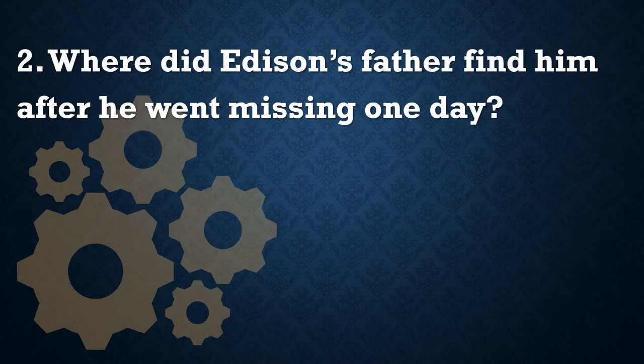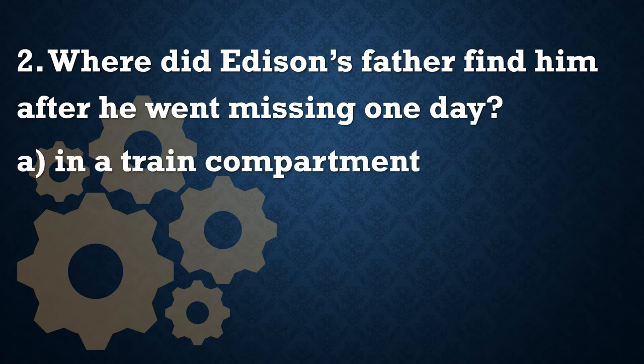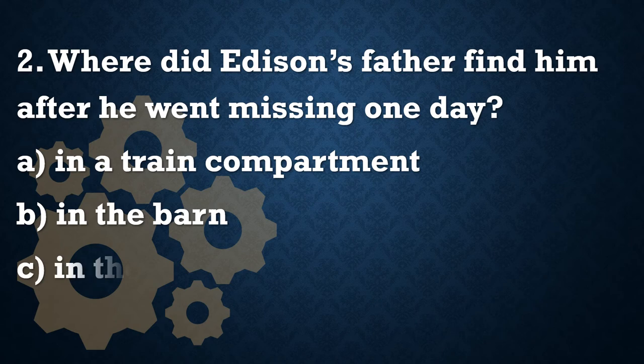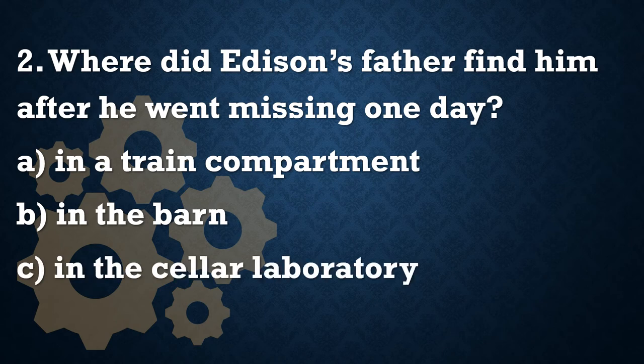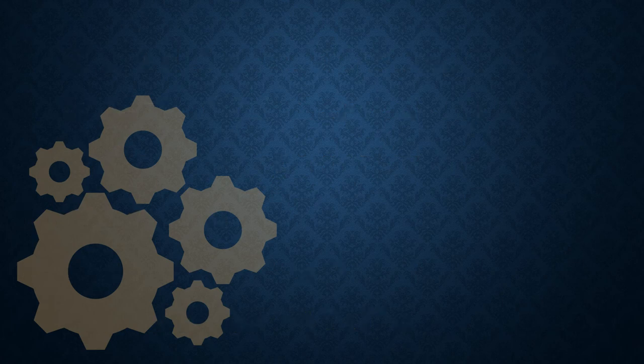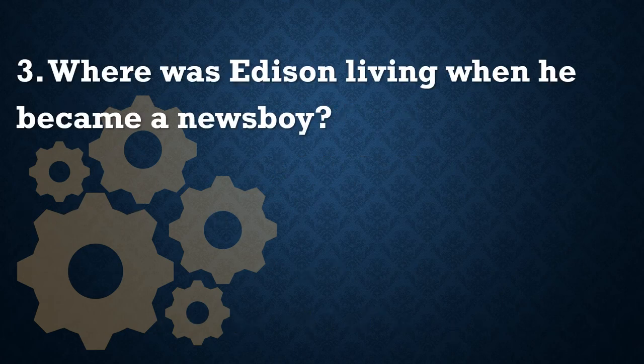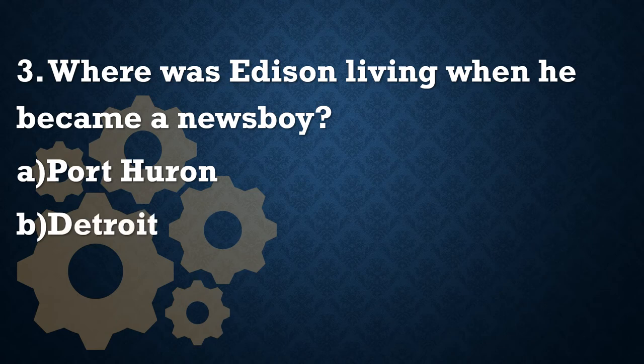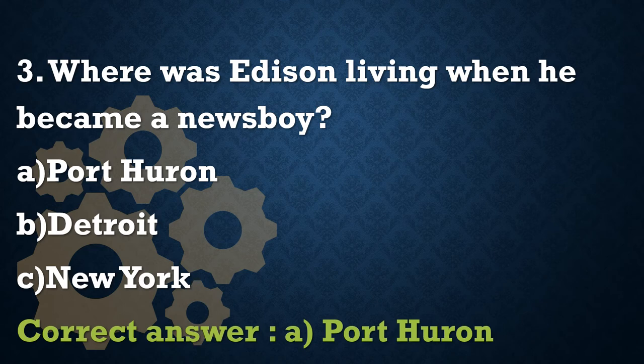Number 2 is, where did Edison's father find him after he went missing one day? The options are in a train compartment, in the barn, in the cellar laboratory. The correct answer is B, in the barn. Number 3 is, where was Edison living when he became a newsboy? The options are Port Huron, Detroit, New York. And the correct answer is A, Port Huron.